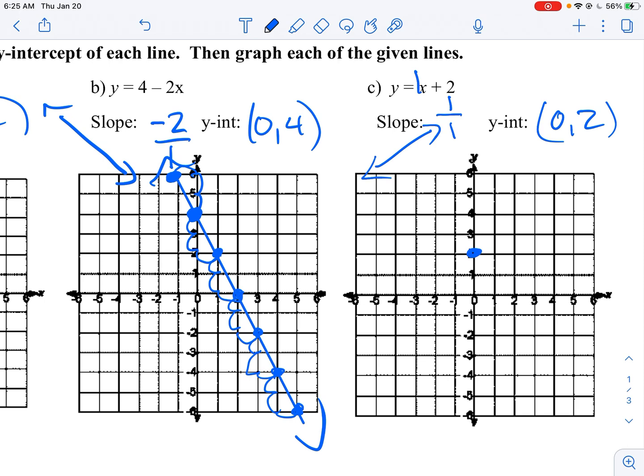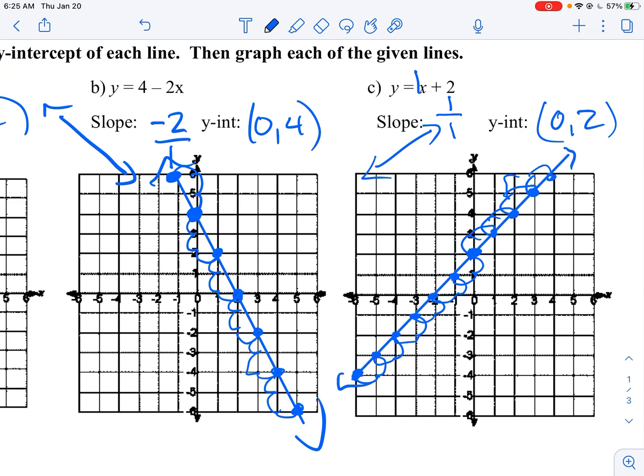My slope is positive, so it means I'm going to be going in this direction. So that means if I go up 1, I have to go over 1. Up 1, over 1. Now if I had gone down, I go down, but I go to the left 1. Down to the left 1. And there you have a line with the slope of 1.